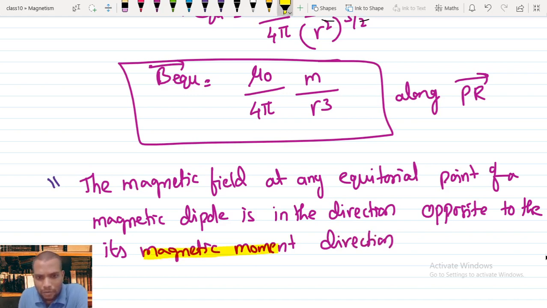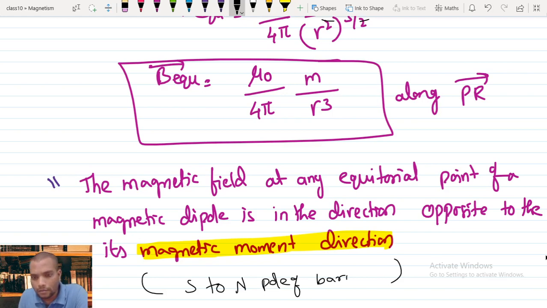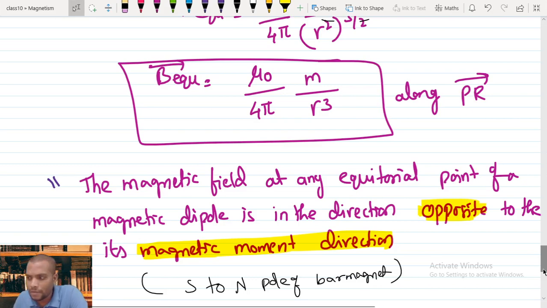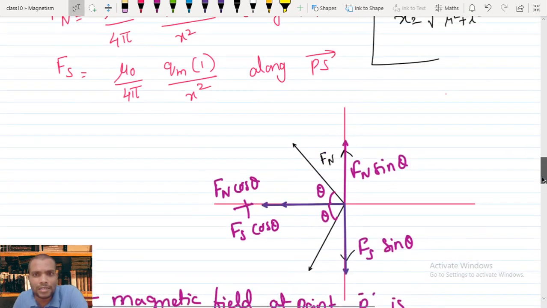Since we take the magnetic moment direction as a standard, that direction is always from the south to the north pole of a bar magnet. Not only a bar magnet, any magnet. The magnetic moment direction is always directed from the south pole to the north pole. So with this parameter we are explaining that the magnetic field direction at any equatorial point is opposite to the magnetic moment direction.